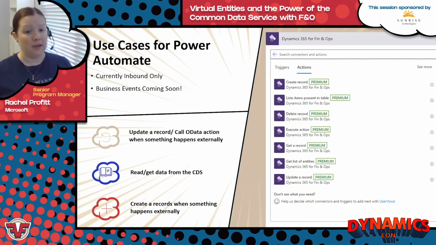You also have the ability to create records when something happens. So again, that trigger would have to be triggered either by a business event like an alert, a workflow, or a custom business event in finance and operations, or the trigger would have to come from a third party, one of those 300 plus connectors that are available out of the box today.